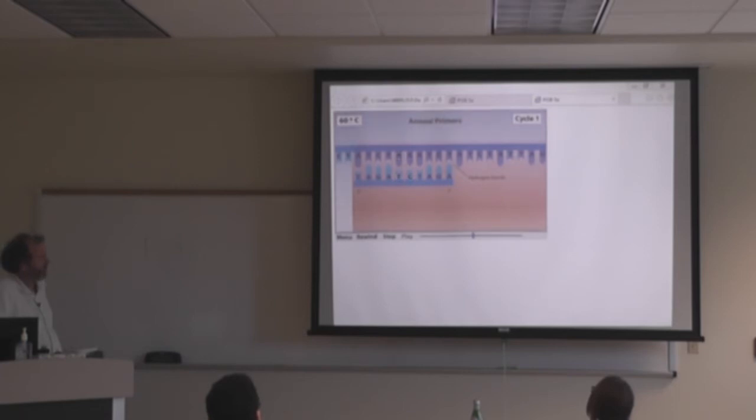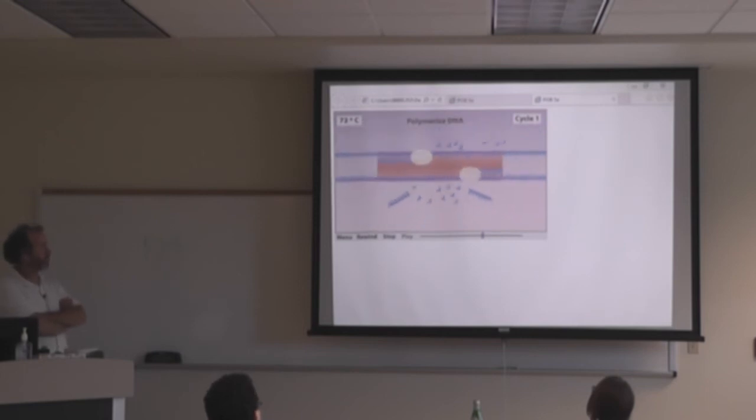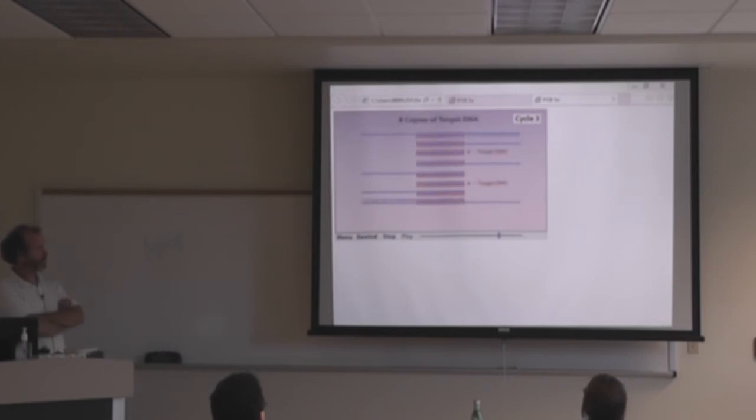In the next phase, the temperature is raised to 72 degrees Celsius. Taq polymerase functions optimally at this temperature and begins polymerization, adding nucleotides to the 3' end of each primer attached to the DNA strand. After one complete cycle, there are two double-stranded copies of the target DNA. The PCR reaction mixture contains many copies of the primers and an abundant supply of nucleotides to perform many additional cycles. After a second cycle, there are four copies of the target DNA. After cycle three is finished, there are eight copies of the double-stranded target DNA sequence.